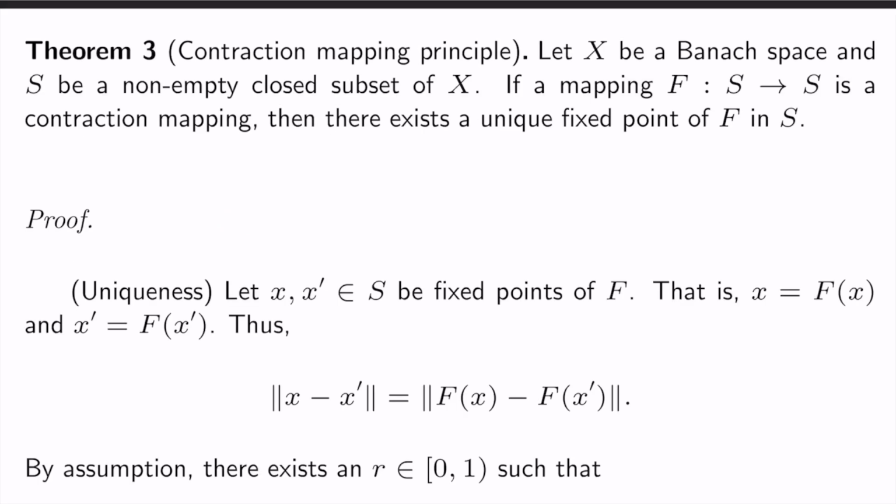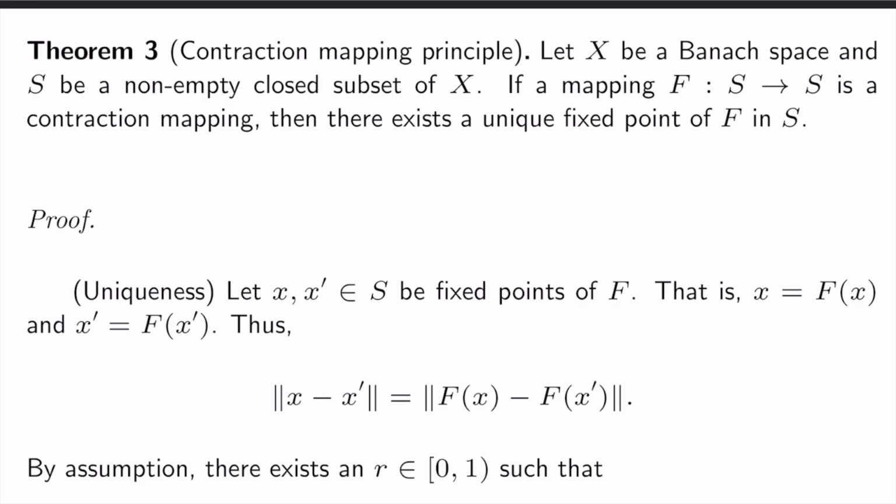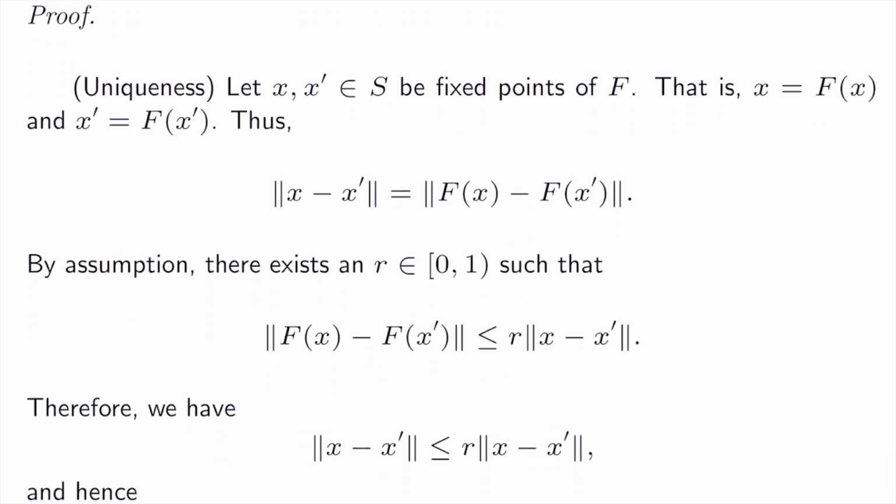We can finally prove the contraction mapping principle. Let X be a Banach space and S be a non-empty closed subset of X. If a mapping F from S to itself is a contraction mapping, then there exists a unique fixed point of F in S. To prove this, we split into 2 parts. First, we prove the uniqueness of the fixed point, and then we prove the existence of the fixed point. So let's start. First, uniqueness.